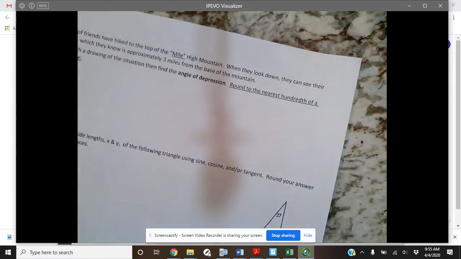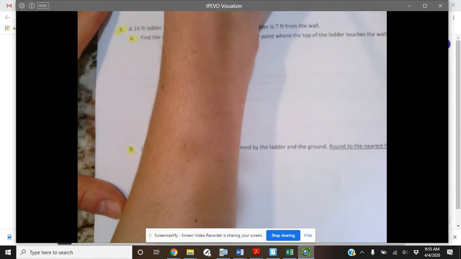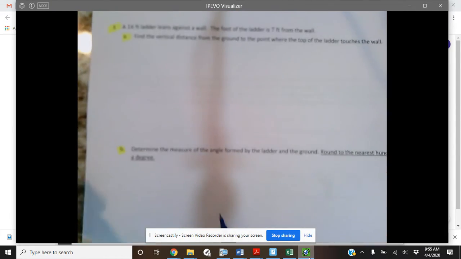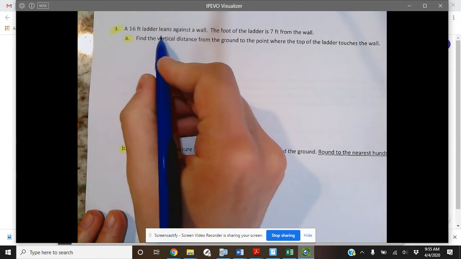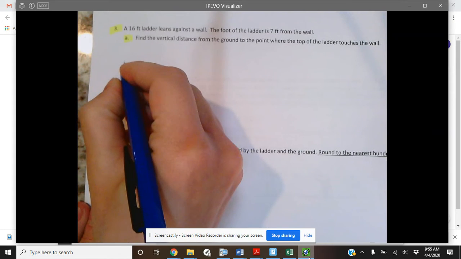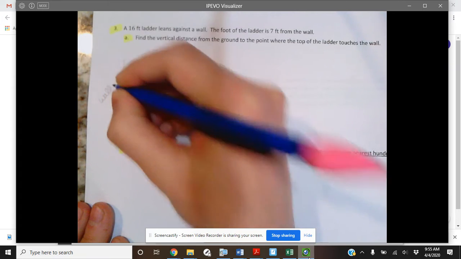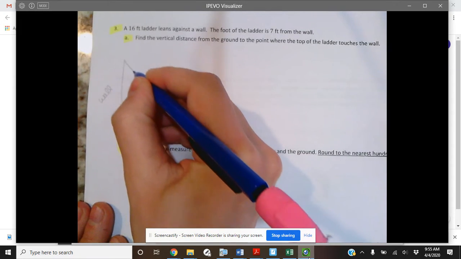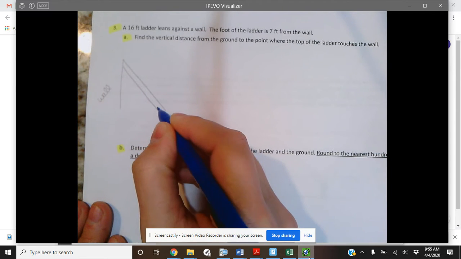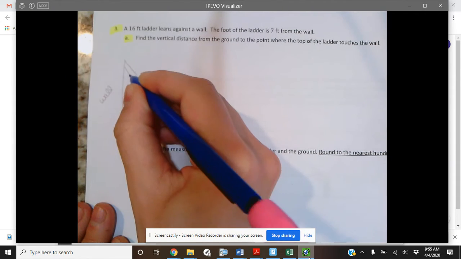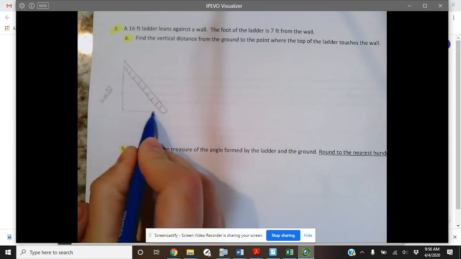Next, let's move on to the next problem that we want to do, and that's going to be problem number 3 here on the notes packet that I'm posting as well as a PDF. Okay, so we have a 16-foot ladder leaning against a wall. So here is the wall, and the ladder is leaning against the wall. So here's the ladder. And I'm going to also draw the ground.